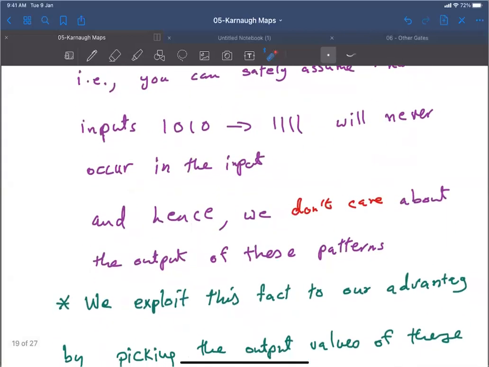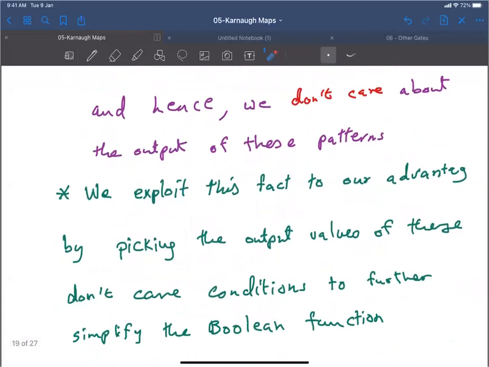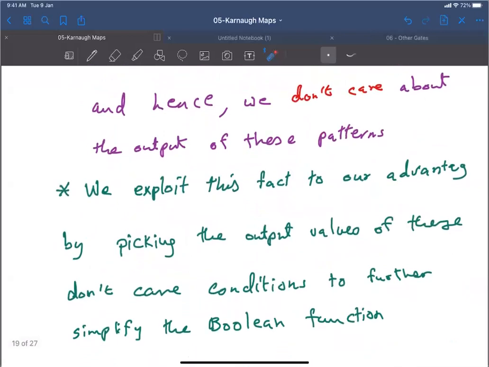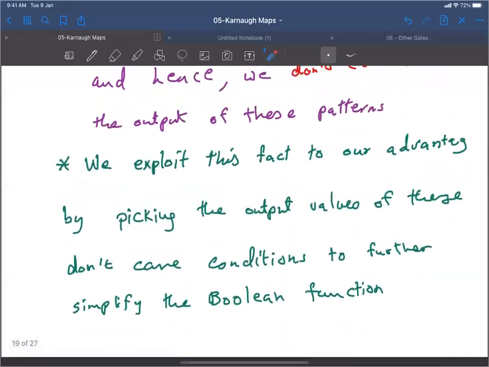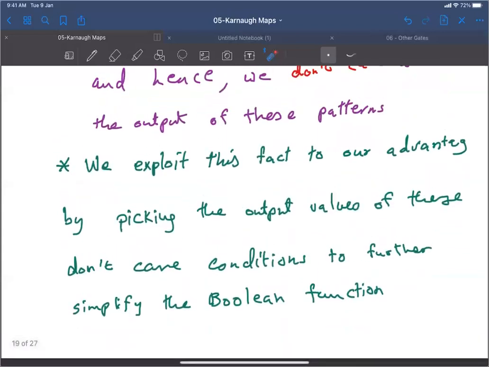And we take advantage of this fact by picking the values of the output at these don't care inputs, whether they are zeros or ones, to minimize and simplify our function further. Let's take a concrete example and see how we can proceed.